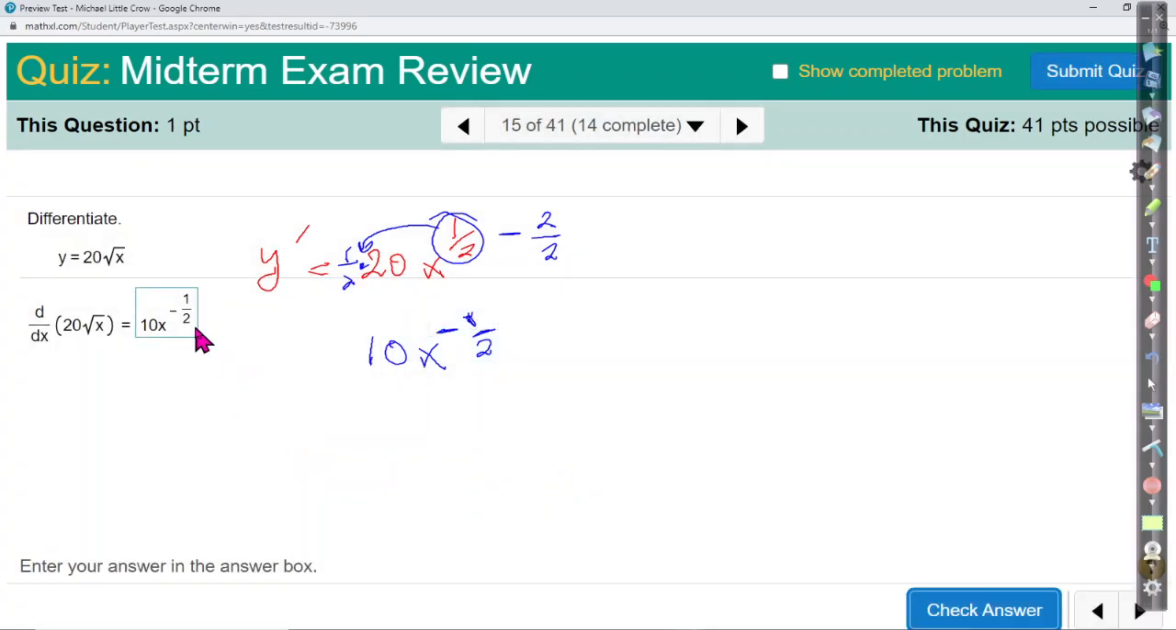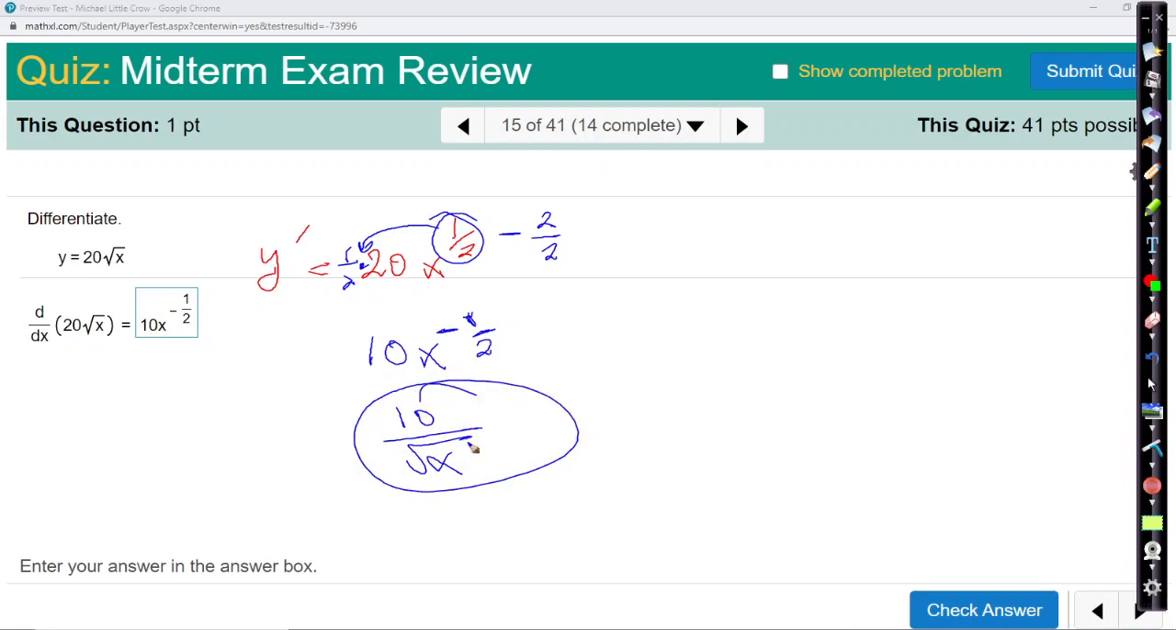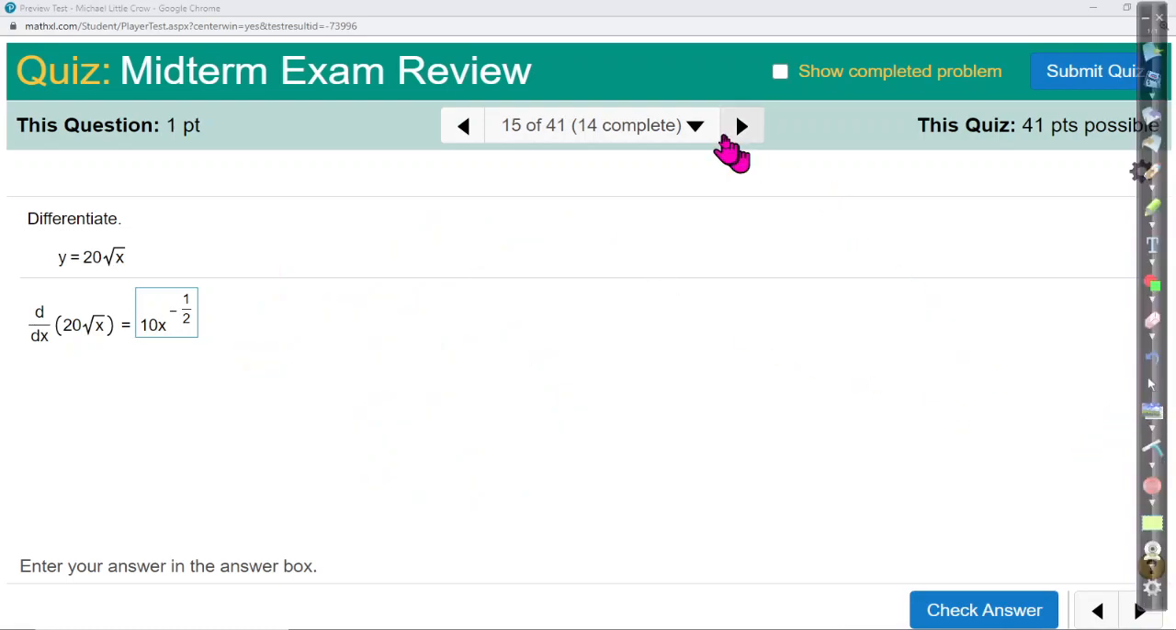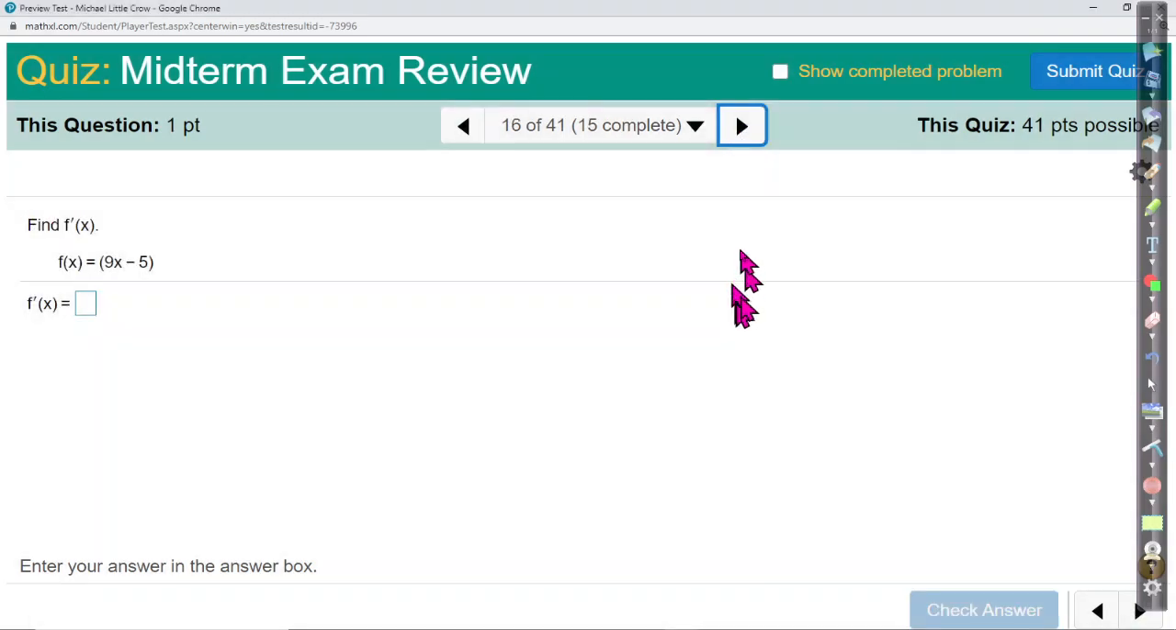So you could put it as a radical. You could also, just to show you, if you wanted to, the 10 would stay on top. You could rewrite this as 10 over radical x. This would also be correct, but there are multiple ways to do things. Clear, go. I think I'll get 5 more, but we're on a good roll here.